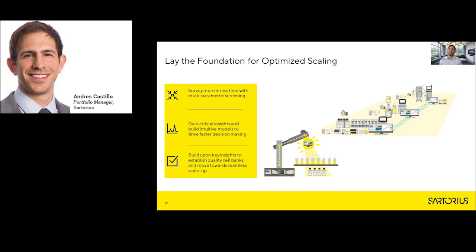We can really see that the Sartorius Screening Ensemble is a really powerful system to first, as I mentioned before, acquire a robust set of data. So we've been able to survey more in less time with this multi-parametric screening. Then we were able to analyze it through unique tools and insightful graphics using our software suite, MODDE and SIMCA. And finally, we were able to then build upon that knowledge, and as we've seen in the last example, really move towards scaling. And there we have a whole process knowledge ensemble that can really guide that.